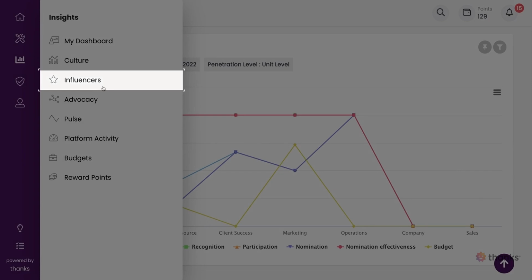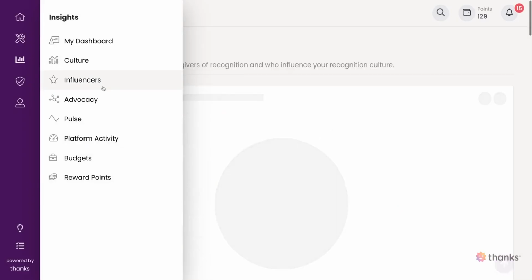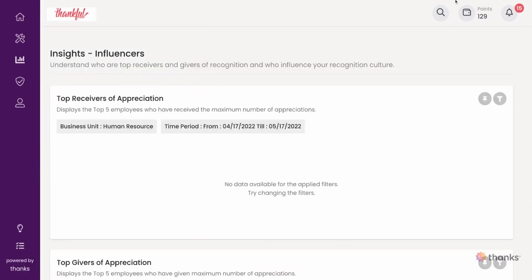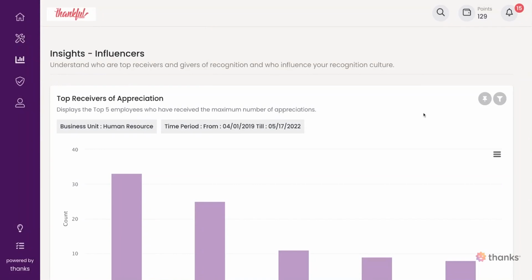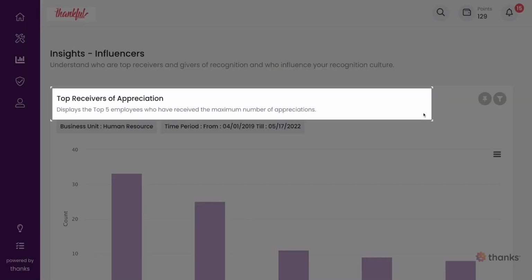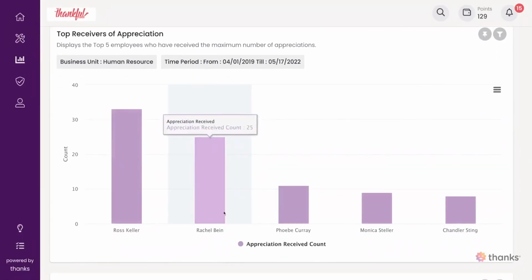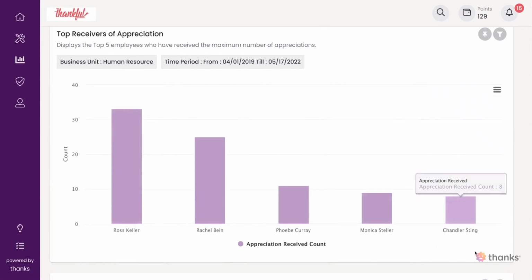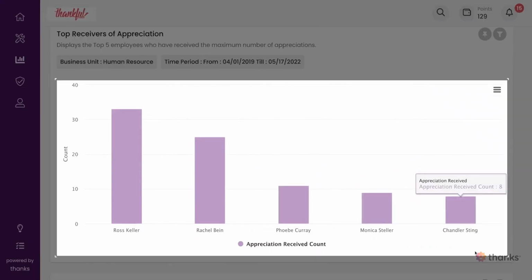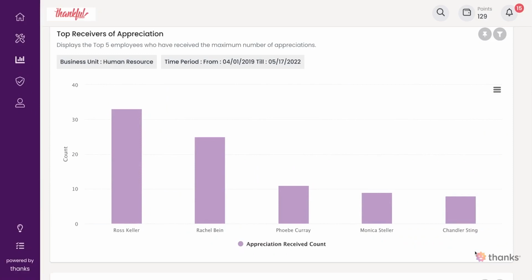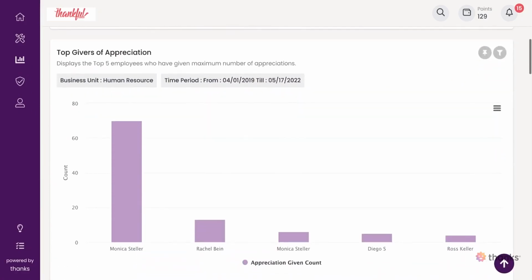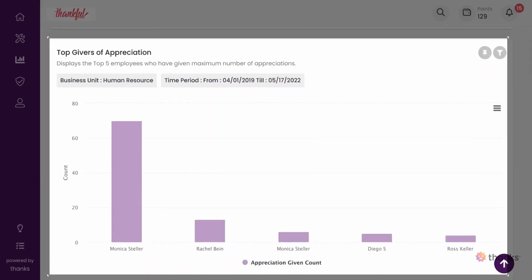Let us have a look at the data points and understand how aligned your employees are to your company values. The first report tells you the top 5 receivers of appreciation. You will get to see the exact number of times the person has received the appreciation award. In the report below, you can see the names of the top 5 givers of appreciation in the organization. You can apply various filters to get the desired data points.